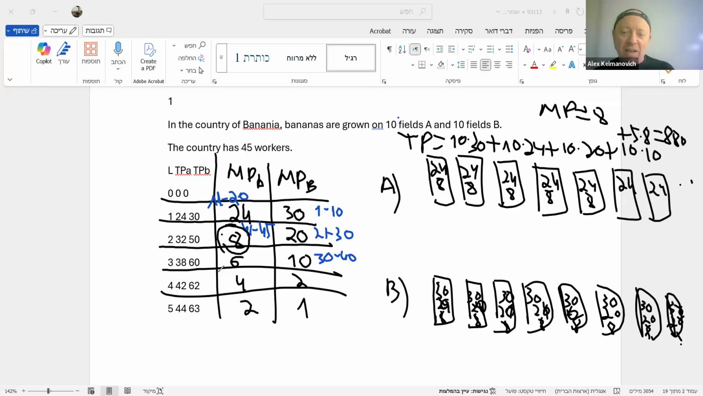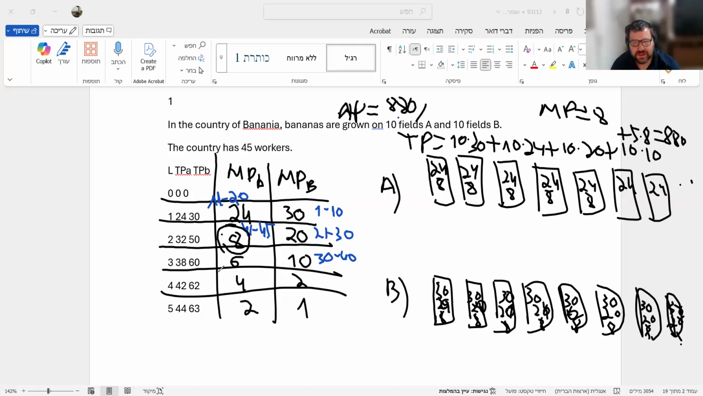Okay, and the average product is 19.5. Yes, we just divide the total product by the number of workers, 45 workers, and this is the average product. And now we have to calculate the marginal product of the field.